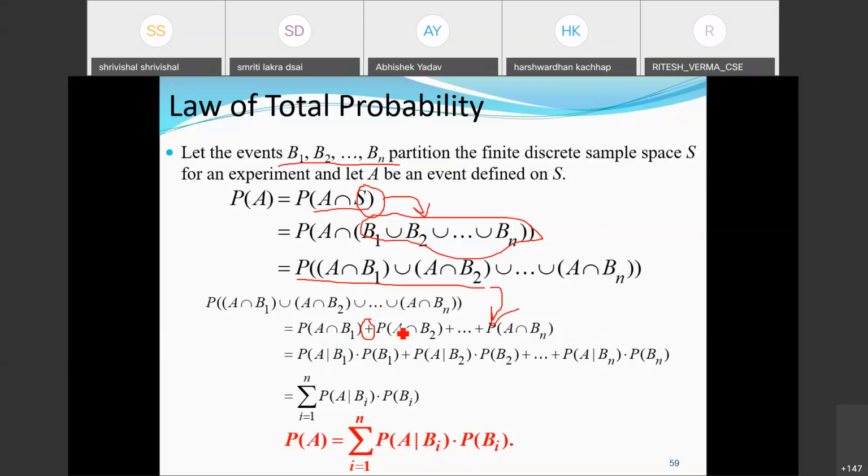Sir, how did we jump from union to plus everywhere? Actually, in the basic probability discussion we have not gone into very much detail, but if we go to the properties of probabilities, there are certain properties. Based on those properties, we can interconvert.